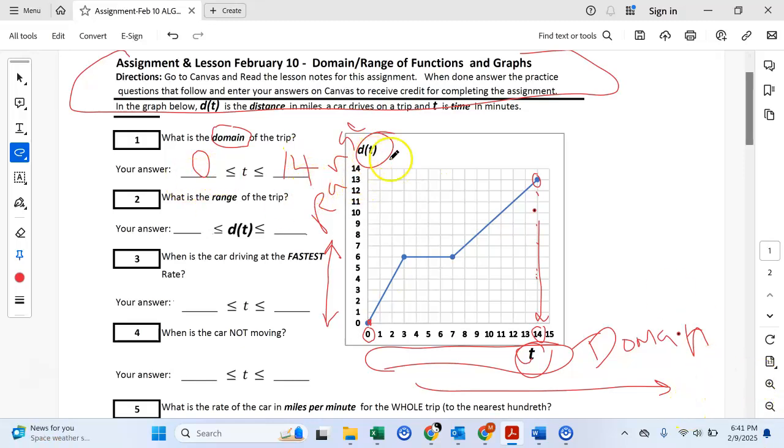So the range, what does the range do? Well, it measures the values this way, right? So again, we look at the beginning of the function, which starts right here. Now we look over here, and that is when the range, or the dependent variable d(t), or distance, is 0 also. So what is the maximum point? Well, the highest point is right there. So that would be 13.